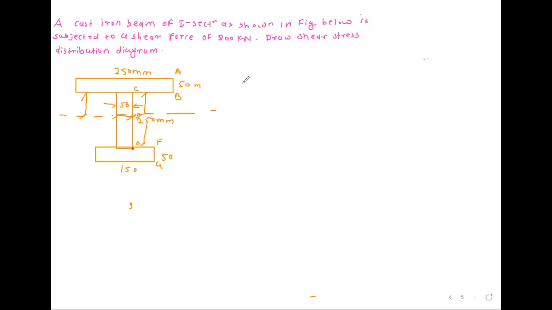Okay, first we will draw the baseline here. Suppose this is our baseline, I will extend all lines. You try to draw this shear stress distribution diagram. How will it look?